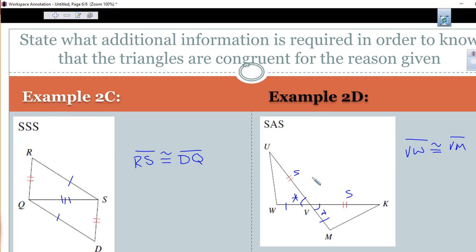And this one over here, we're proving it by side angle side, which means we have an angle measure, and we need to surround it by two sides that are congruent. So vertical angles give us our angle. We get the two sides were first given to us. That means we should have been given side VW is congruent to side VM.